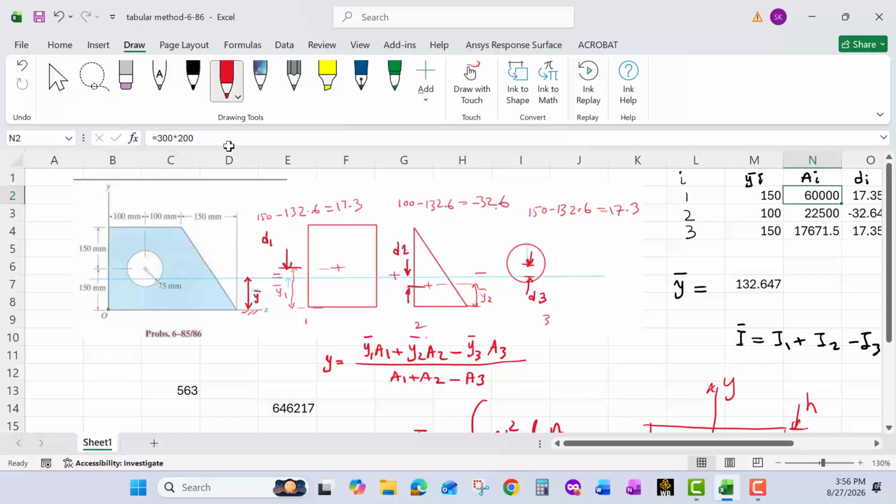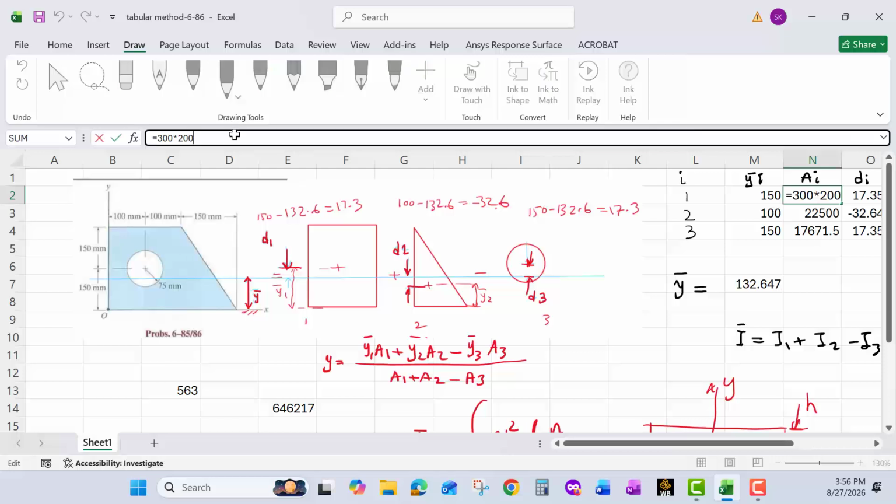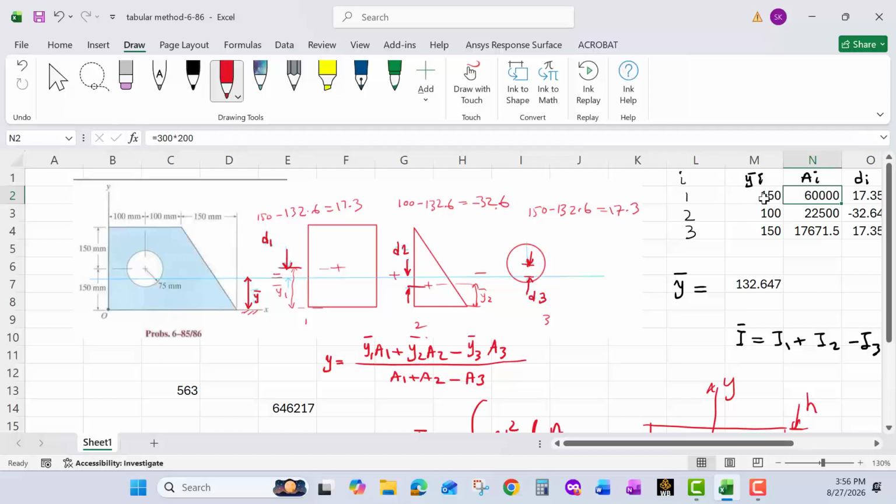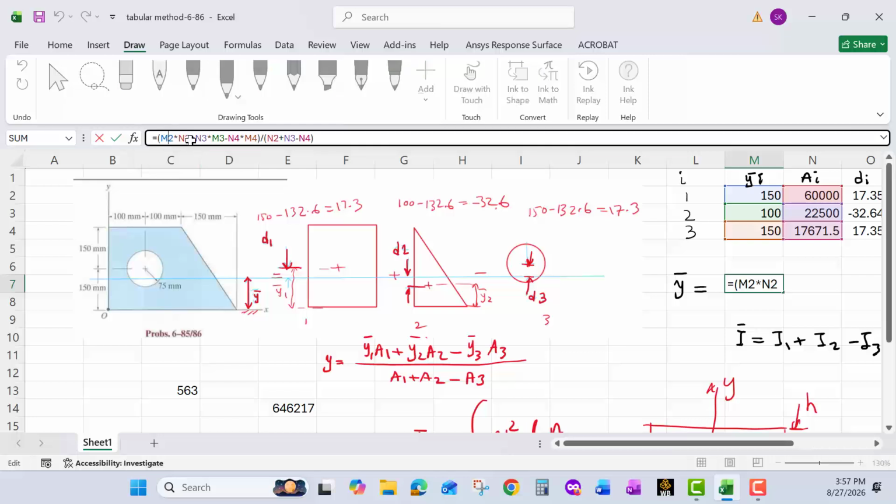We start with pre-filling the centroid of each decomposed section, and we also fill in the area of each decomposed section. Then these two columns I'm going to use for calculating y-bar using a formula. To get us started, look at this. This is equal, and all these colors are picked from the corresponding cells.